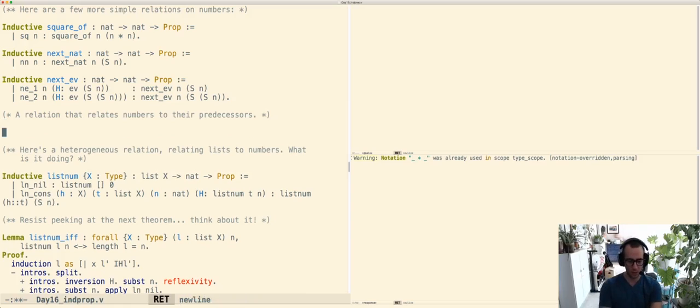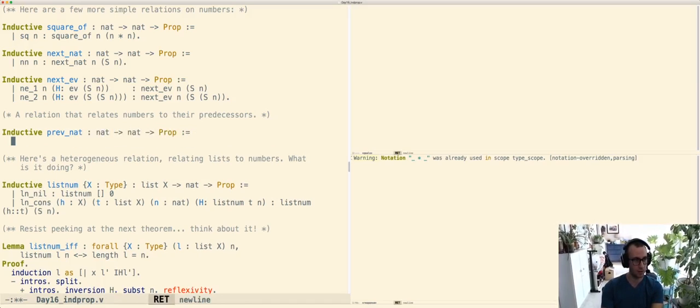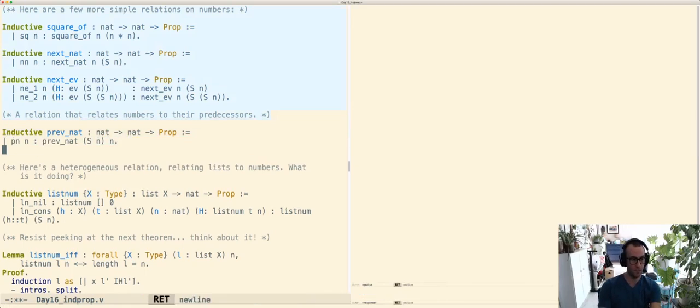Welcome back. So I would define it this way. Prev nat relates a natural number to a natural number. It says prev nat s of n is n. That's simple. So what would be related here? 5 would be related to 4. 4 would be related to 3. 3 to 2. 2 to 1. 1 to 0. Would 0 be related to anything? No.